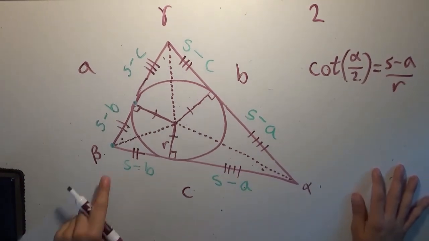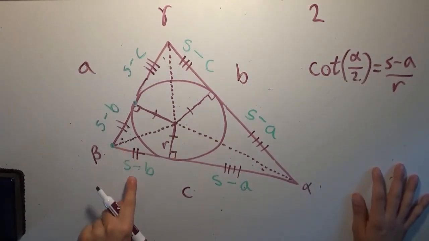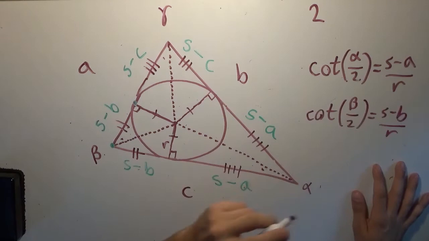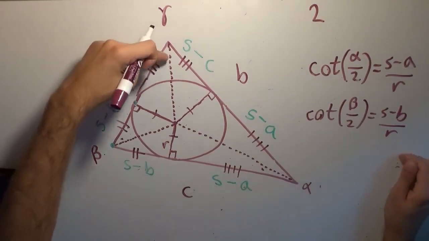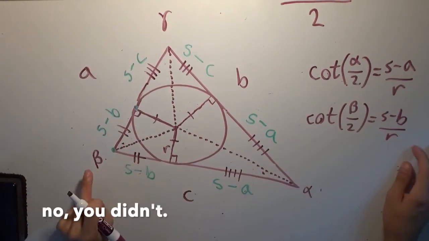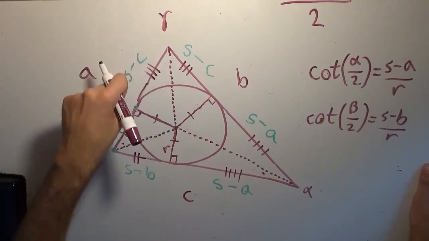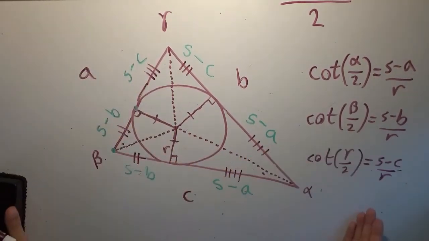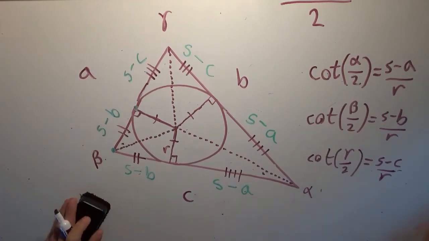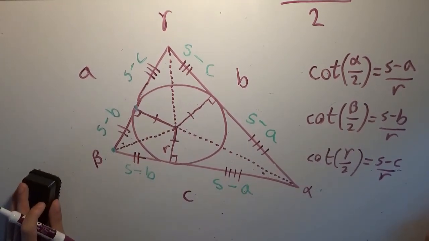We also know that the cotangent of beta over 2 is S minus B over little r. And we also know that the, did I say cosine of beta over 2? I meant cotangent of beta over 2 if I did. And the cotangent of gamma over 2 equals S minus C over r. This is how we're going to deduce the law of cotangents. I'm sorry, I keep saying cosine, the law of cotangents.